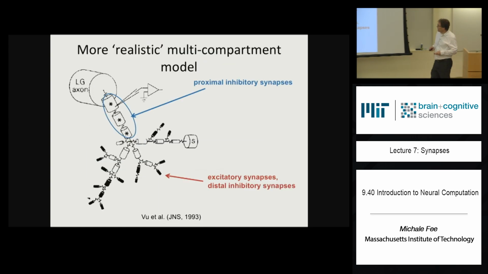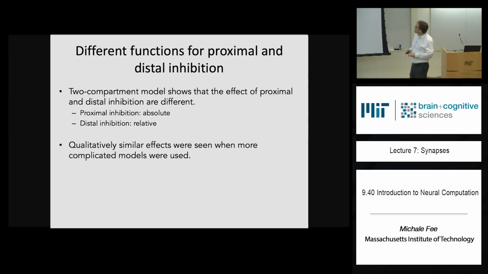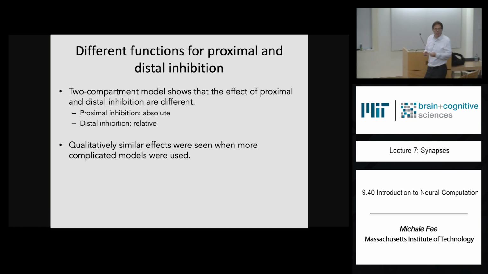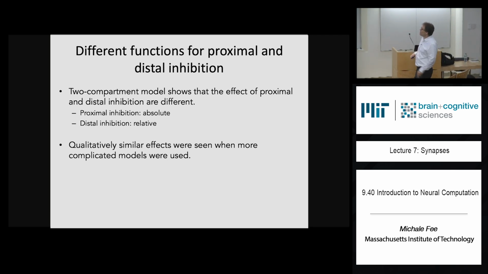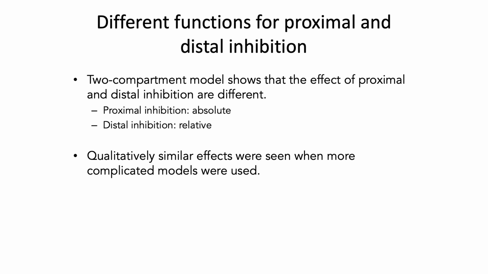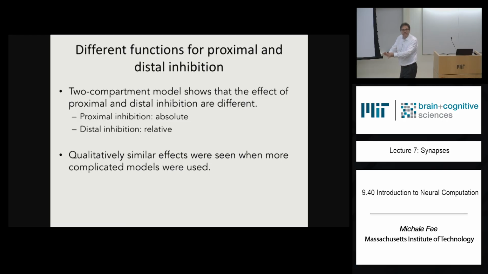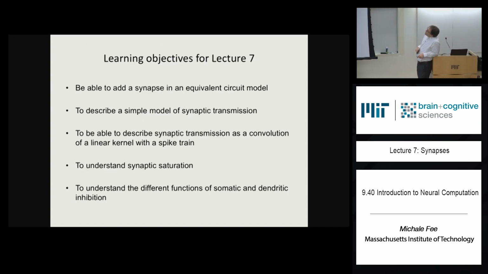I wish I had a little more time to go through those models and explain why that works. But basically, proximal inhibition is absolute. You can always make the inhibition win. Distal inhibition gently varies the effect of the excitatory input. All right, so that's what we covered: synapses, a model, convolution, synaptic saturation, and the different functions of distal and proximal inhibition.